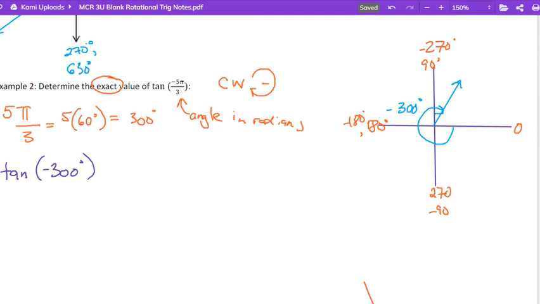What is the related acute angle here, folks? 60. Hurrah! 60 degrees! Special triangles. The great thing is we don't have to draw it again because we just did it. Okay, so will the ratio be positive or negative? It's in quadrant 1. Everything is positive there. So tan of negative 300 equals tan of 60.